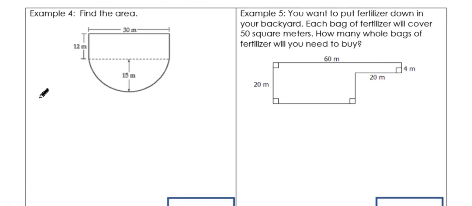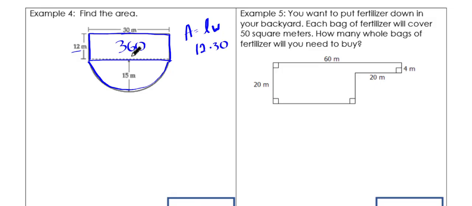All right, we're going to do a few more examples. Here, I'm seeing a rectangle and a half circle. Yes, my outlining there is terrible. I'm going to just try that again. Rectangle, half circle. Rectangle is the easier one. That is length times width. That's 12 times 30. That has an area of 360.